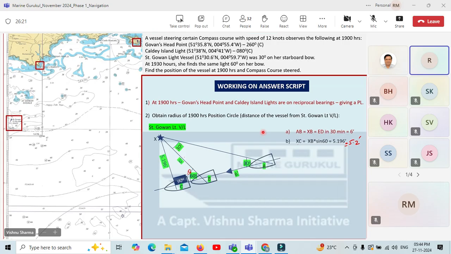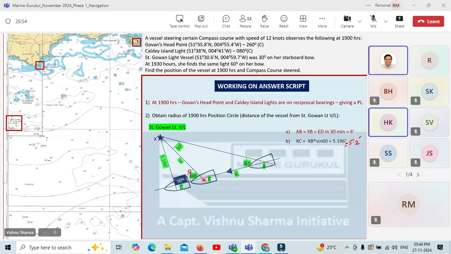Because the plotting was done on 30 minutes. Because the vessel had this light 30 degrees on the starboard bow at 1900 hours and 60 degrees on the bow at 1930, so half an hour, right? Half an hour. Okay, sir. And then why was XB 6 miles? Because isosceles triangle, sir, 30 degrees, 30 degrees. Yes. So once you get XB, now can you get XC? 5.2 miles or 5.196 to be more precise. Plotting it will be 5.2 only, of course.